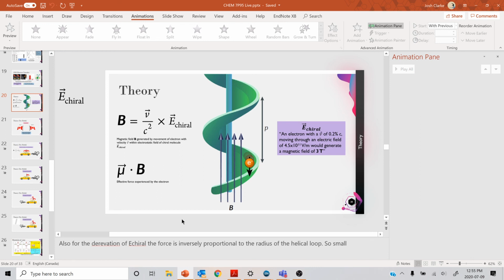Very low. Okay. Yeah, you're right, and also I forgot to mention here that the radius of the helical path is inversely proportional to the produced magnetic field. So with very small, tightly looped compounds, you get very strong magnetic fields being produced, at least for that e-chiral force.